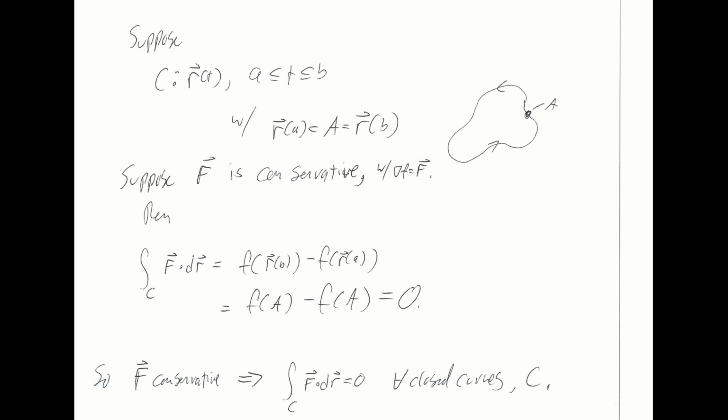So if you're dealing with a conservative vector field, then the line integral of that conservative vector field along any closed curve is going to be 0. The fundamental theorem of line integrals tells you that the line integral of a conservative vector field along a curve is just given by the difference between the values of the potential function at the endpoints of the curve, but when those endpoints are the same, that difference will always be 0.